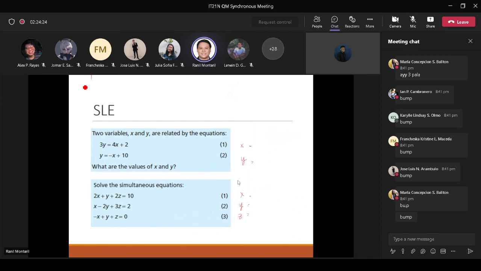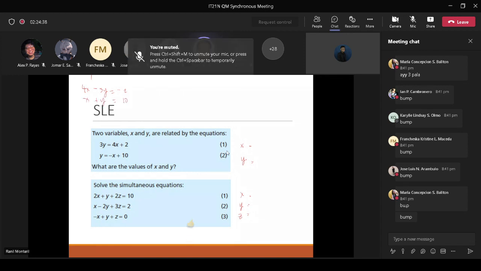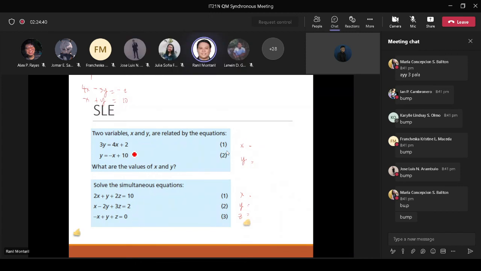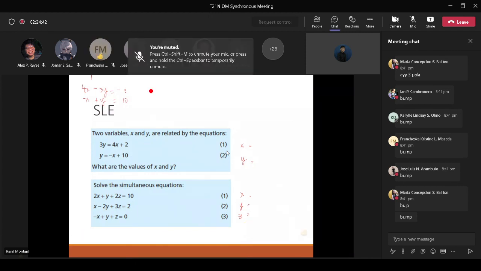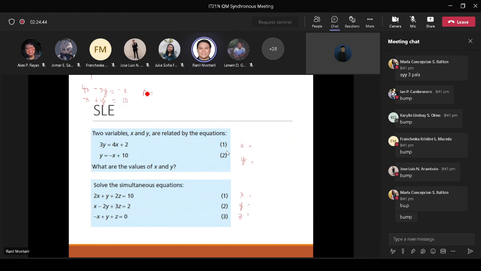Let's write it. As we know, this is 4x minus 3y equals negative 2, and when I arrange it, this is equal to x plus y equals 10. Right? So what is my coefficient matrix? 4, -3, 1, and 1. Agree? What is my constant matrix? -2 and 10. Right?